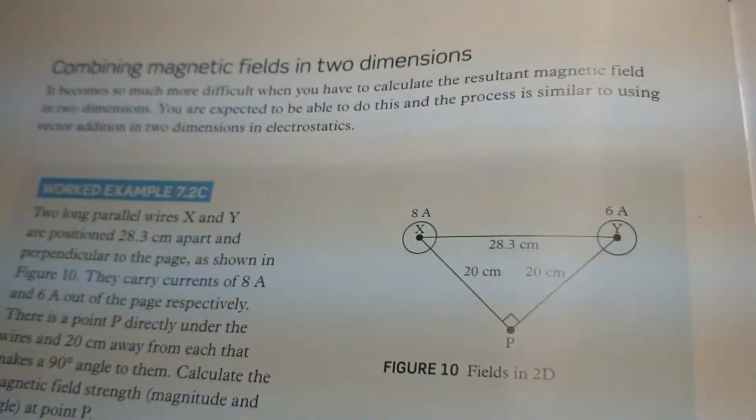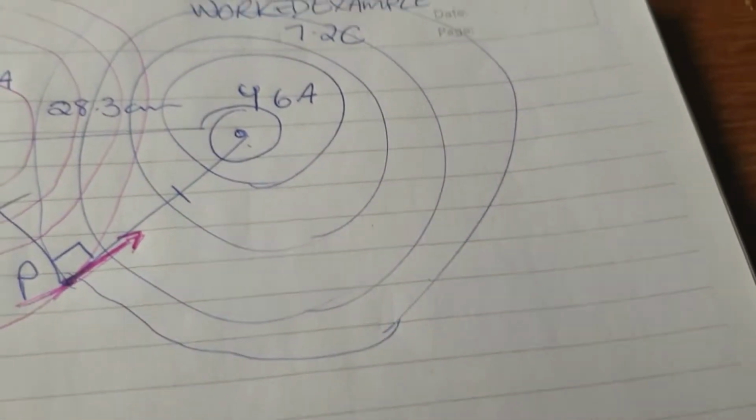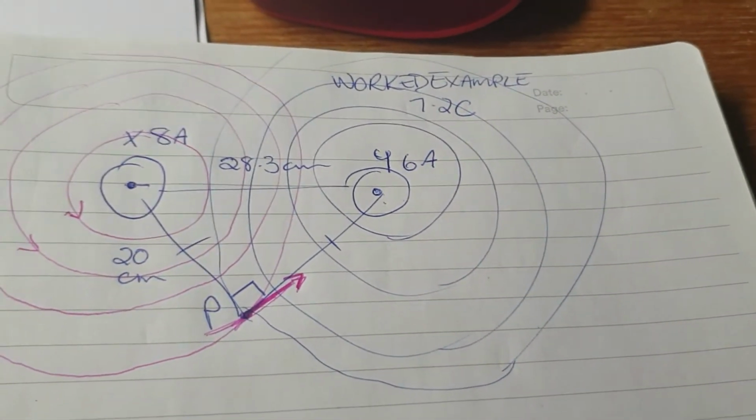Okay, worked example 7.2c is one we did in class. I'm going to do it again. That flickering is the fluorescent light on that book. It doesn't flicker on this book. I do not know why.